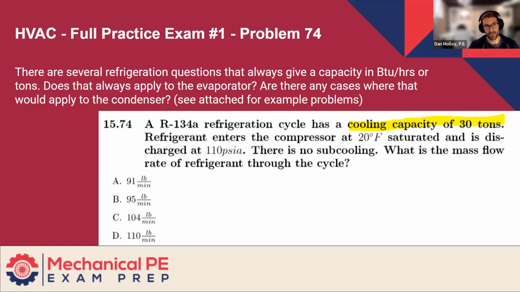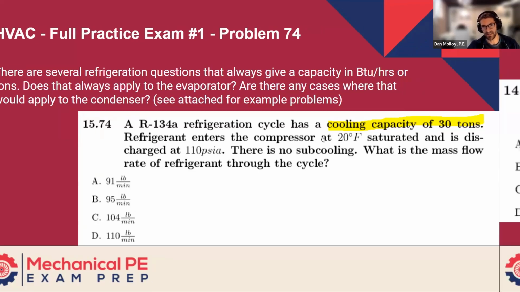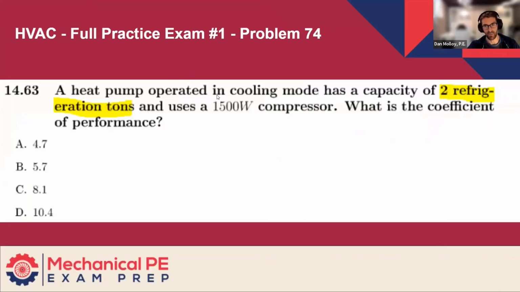And it's also worth reminding that the capacity of the heat pump operating in heating mode is not only stated in different units, that is BTU per hour instead of tons. And by the way, the cooling capacity could be stated in BTU per hour or tons, but just the fact that it's stated in tons makes it very clear that it's about refrigeration. And I think that's clear in this problem too. It's a refrigeration cycle with a cooling capacity, and this one is a heat pump operated in cooling mode.